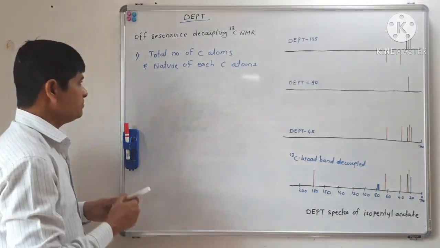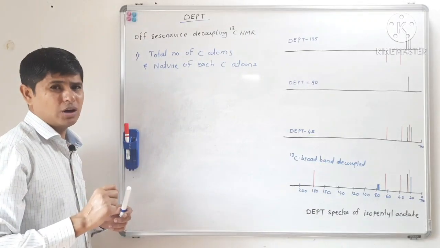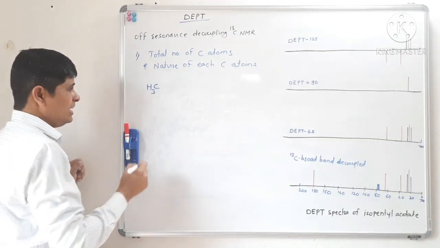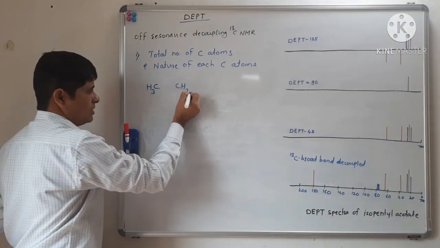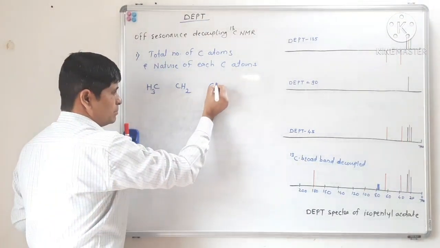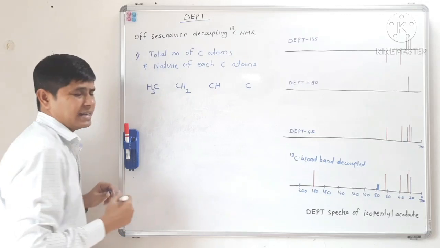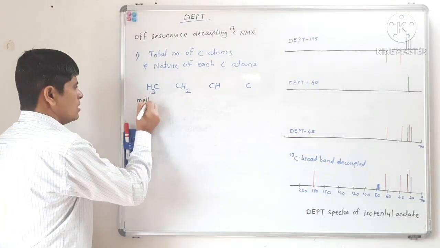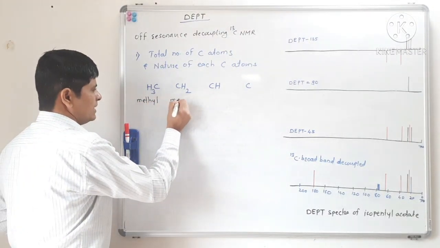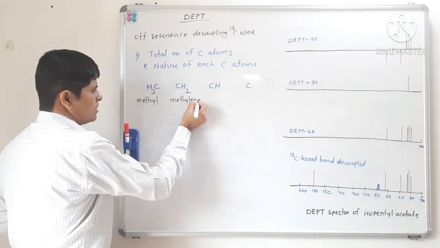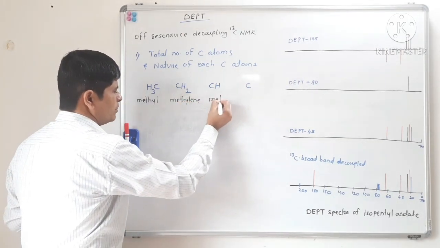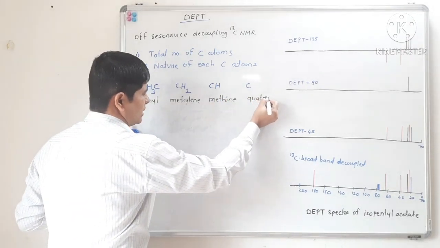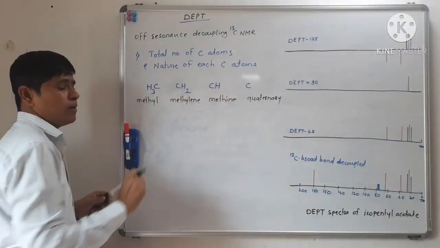Now let us see what the nature of each carbon atom means. It means whether that carbon atom is methyl, or methylene, or methine, or quaternary. So I will write here, this is methyl carbon, this is methylene carbon, this is methine carbon, and this is quaternary carbon.